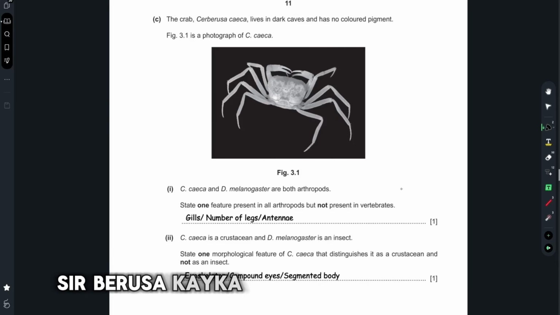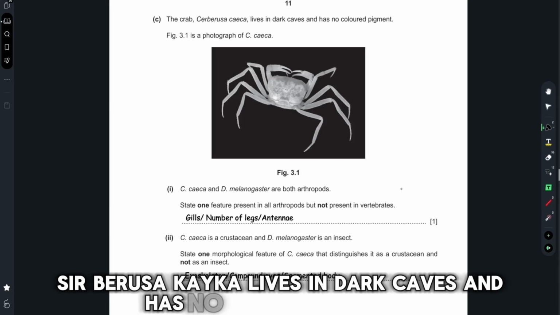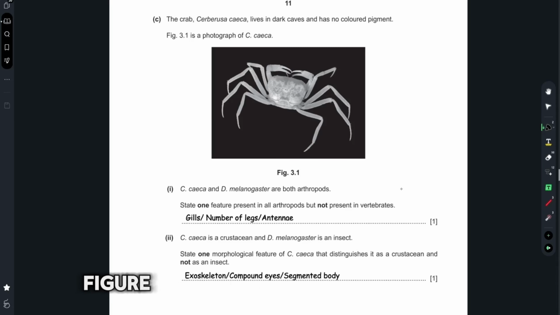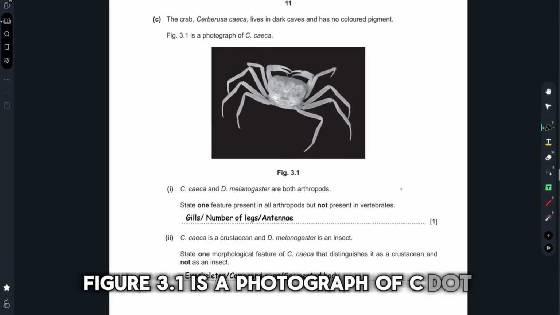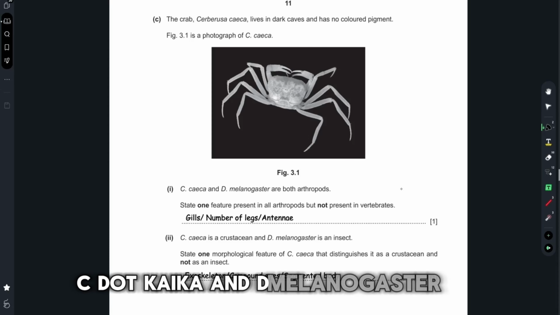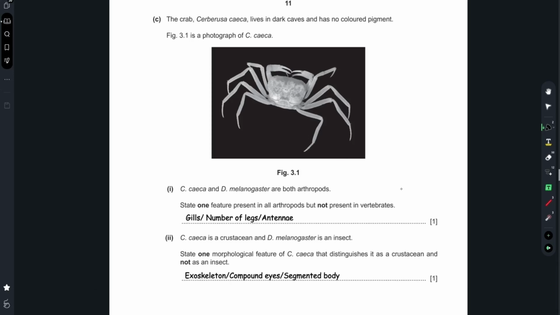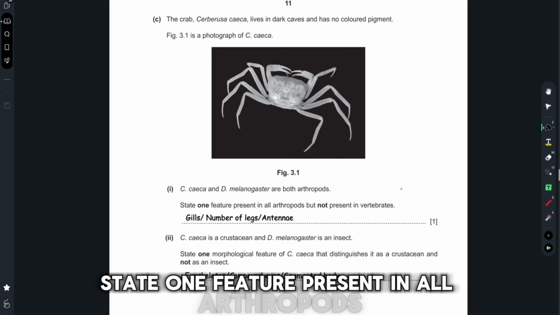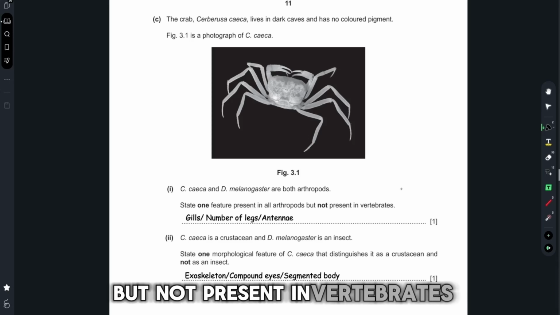Cirolana cf. caeca lives in dark caves and has no colored pigment. Figure 3.1 is a photograph of C. caeca. C. caeca and D. melanogaster are both arthropods. State one feature present in all arthropods but not present in vertebrates.